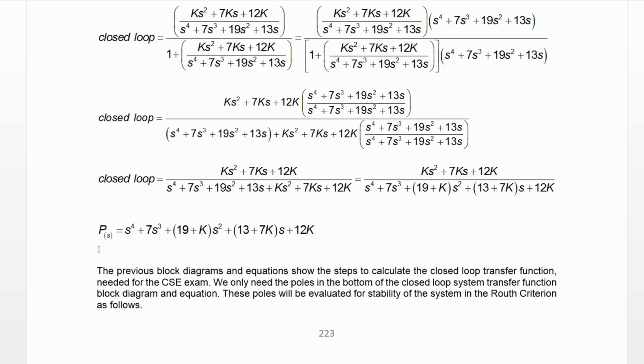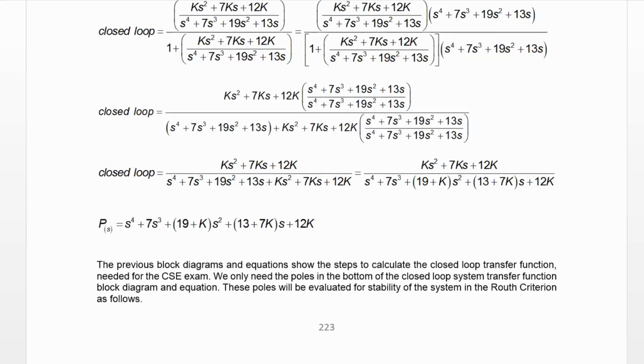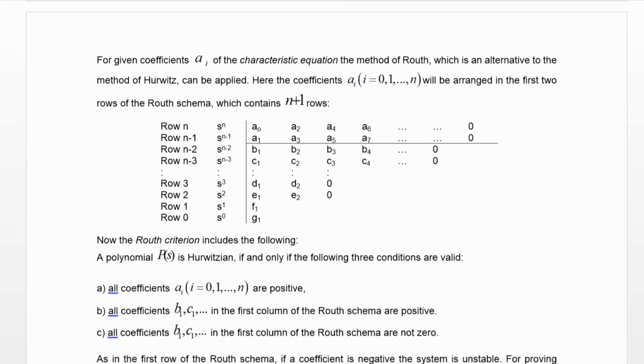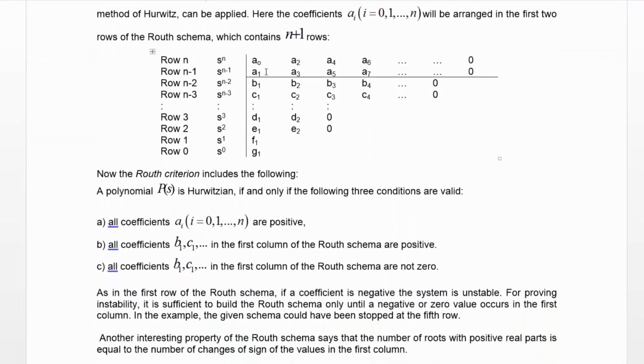And we'll use these to actually calculate the Routh. I'm not going to go through the Routh completely, but I'll show you what we're doing here. Here's the Routh. You start with s to the n, then s to the n minus 1, n minus 2, n minus 3. You start with the highest power first, and our highest is 4, s to the fourth.